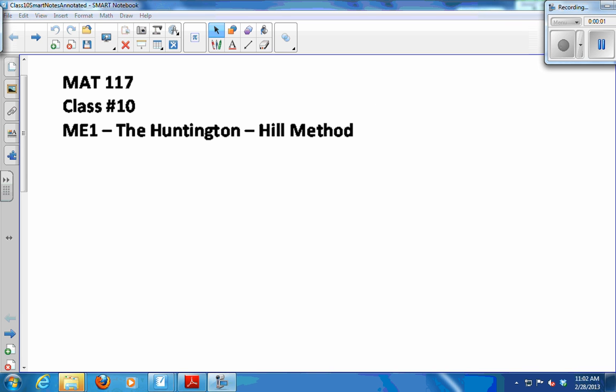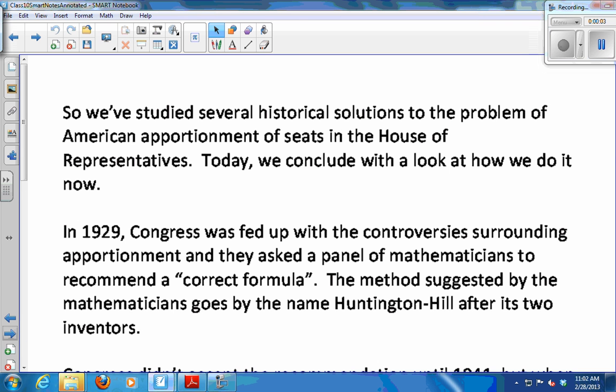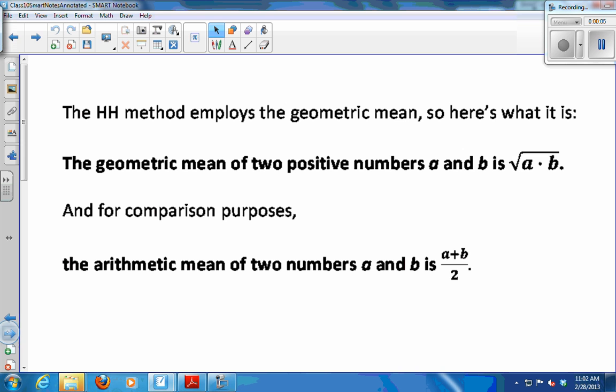All right, so we learned about something called the geometric mean. The geometric mean of two numbers is just the product of the two numbers square rooted. You multiply them together, take the square root, as opposed to the arithmetic mean, which is where you add the two numbers and divide by 2.